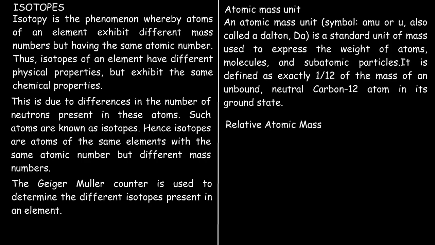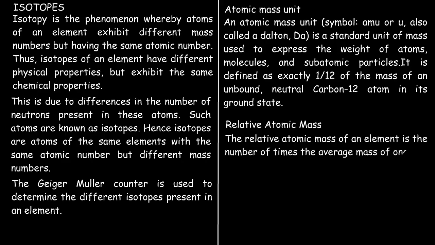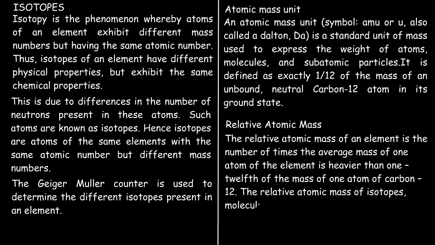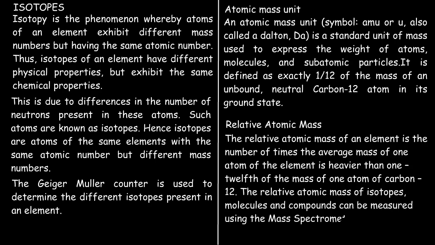Now, what is relative atomic mass? The relative atomic mass of an element is the number of times the average mass of one atom of the element is heavier than 1/12 of the mass of one atom of carbon-12. The relative atomic mass of isotopes, molecules, and compounds can be measured using the mass spectrometer.